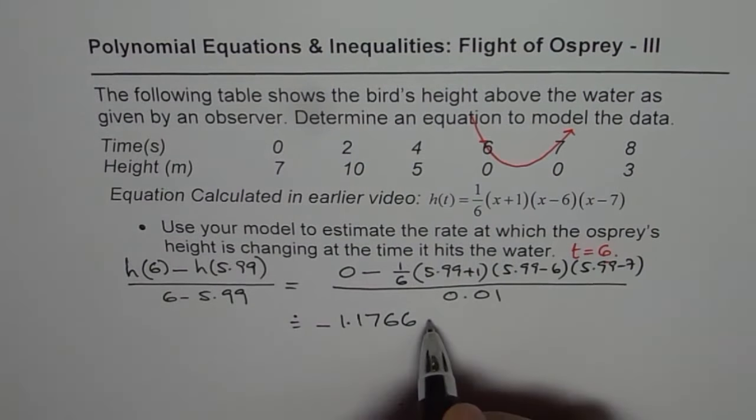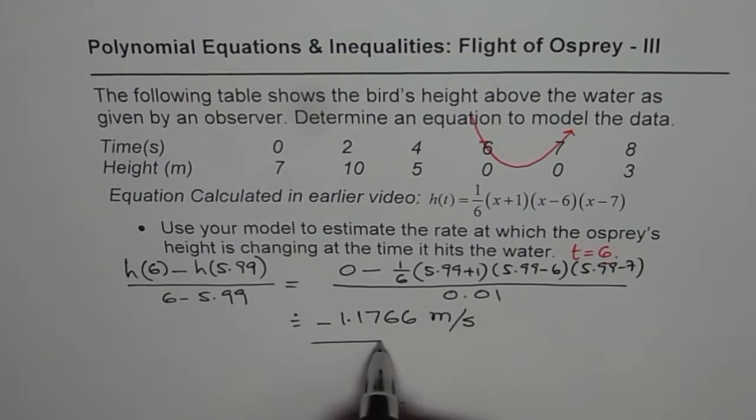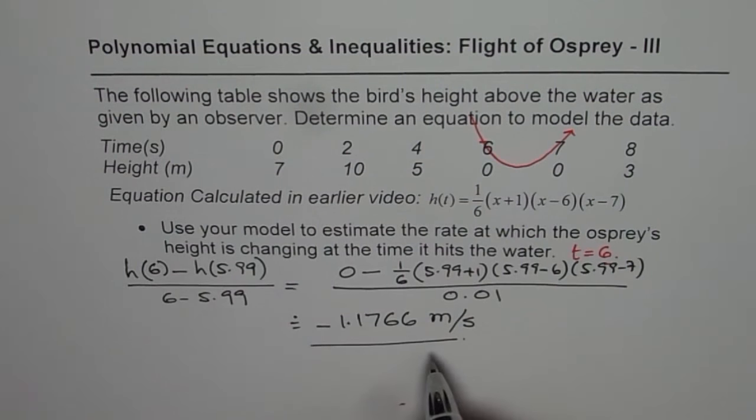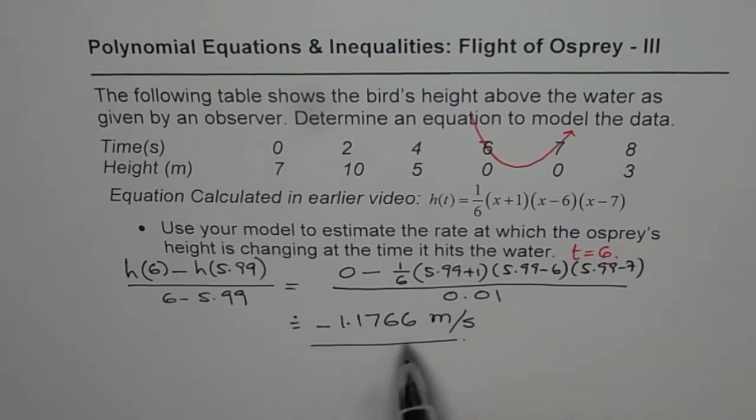The height is in meters and time is in seconds. So when you use your model, you get that as your answer. So that is how we can find the rate of change of height at the time when the osprey hits the water, correct? So that's our solution. In the next video, we will see how to find this rate of change by drawing a tangent on the curve.